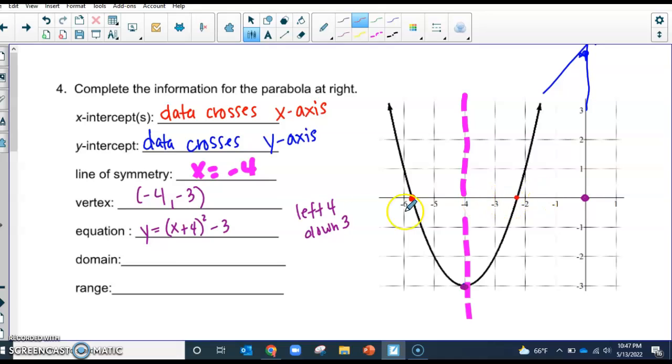My domain and range, my domain is always x equals all real numbers. My range is starting at -3. So that's going to be on the bottom. And it doesn't stop, so it goes to infinity. So -3 is less than or equal to y, which is less than infinity.